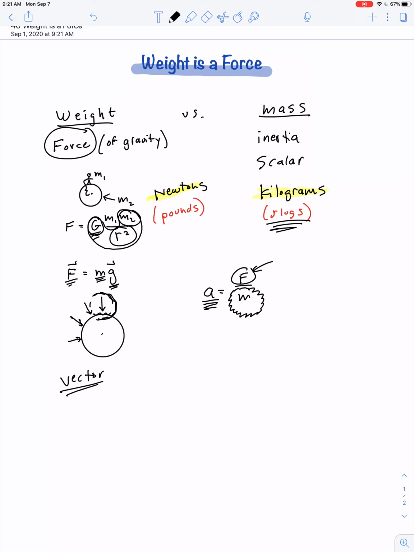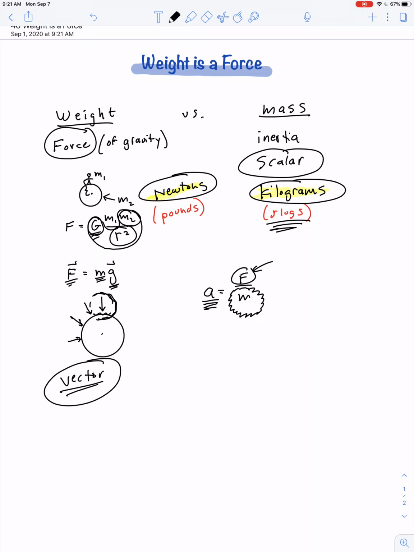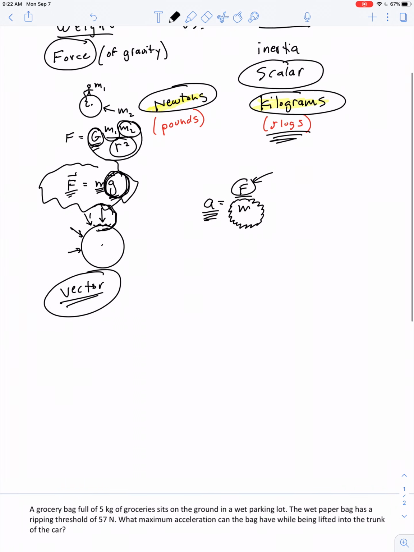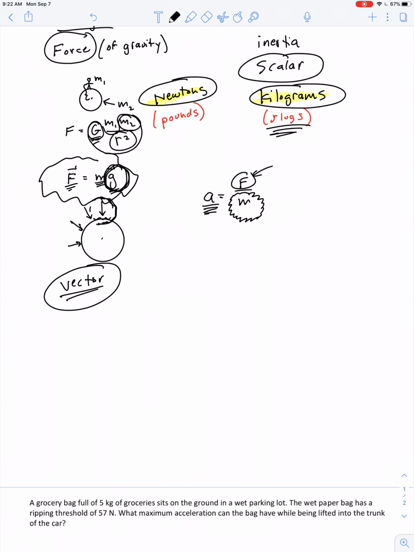Okay, so there you have it. Mass is a scalar, force is a vector. Mass is measured in kilograms, force or weight is measured in newtons, and we can calculate the weight of an object if we know the mass just by multiplying by this factor equivalent to the Earth's gravitational field strength, otherwise known as the acceleration due to gravity. So we can say either F equals mg, or we can say capital W equals mg, because weight is a force.